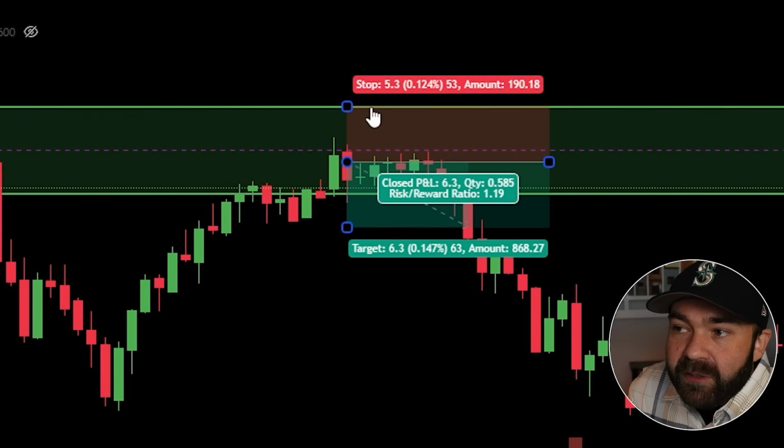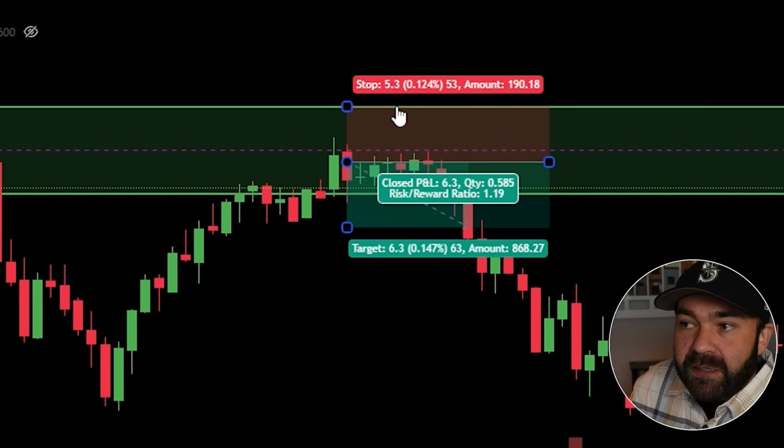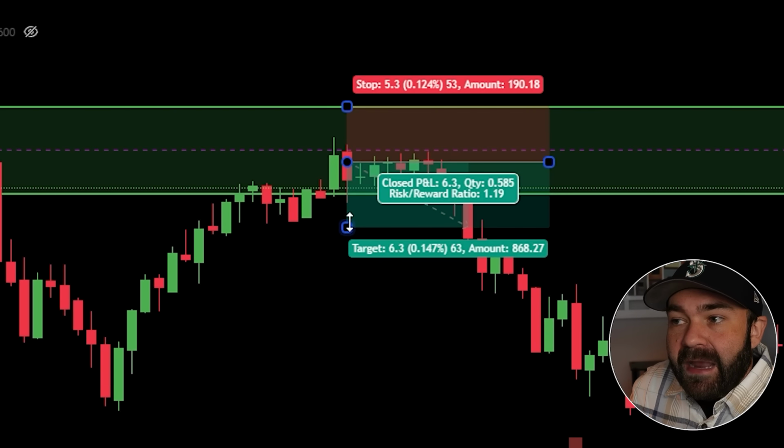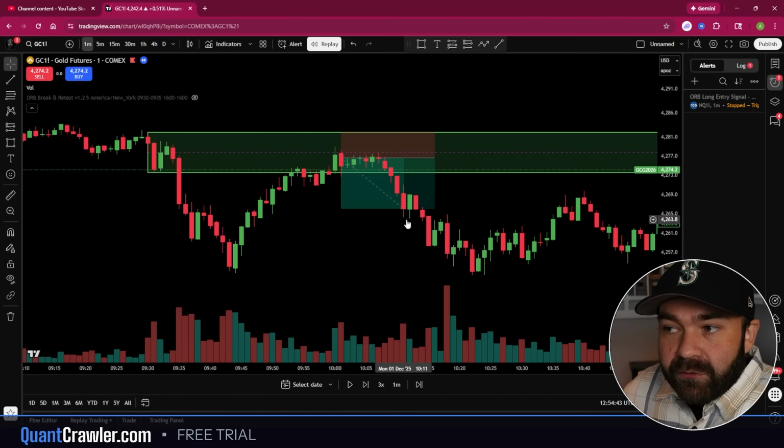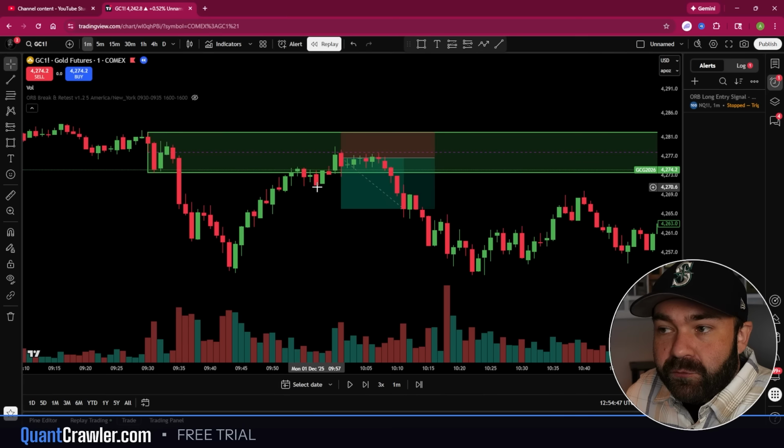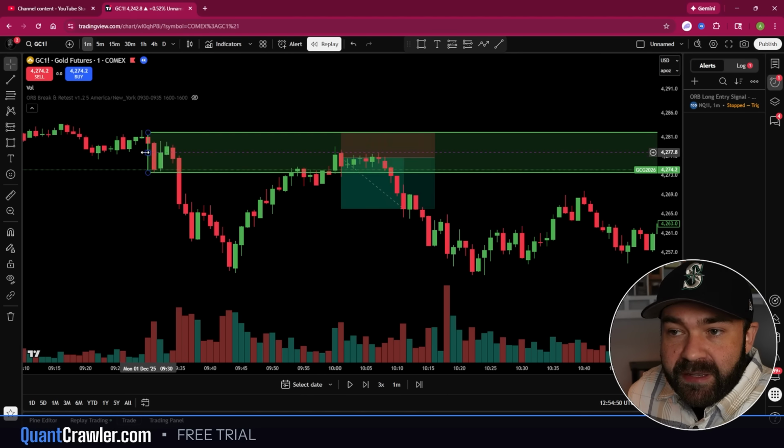So I have a little bit bigger stop loss, and I am targeting a 1 to 2. You can see my stop is 5.3 points away from entry, and I am looking to get 10.6 points, which would be right here. Now, this is a very, very clean 5 minute opening range break and retest of the midpoint. My range is established.